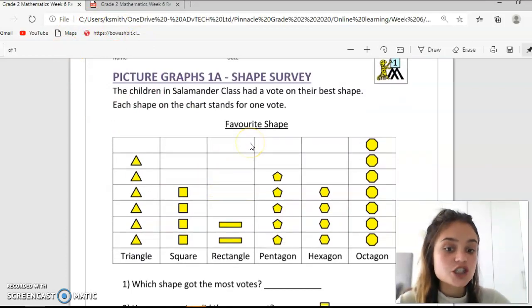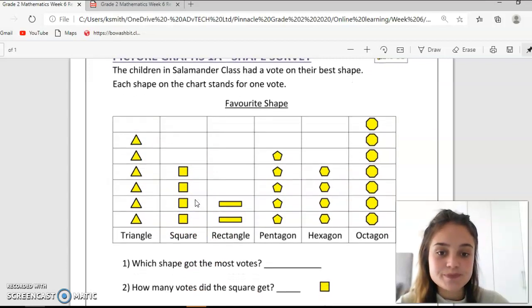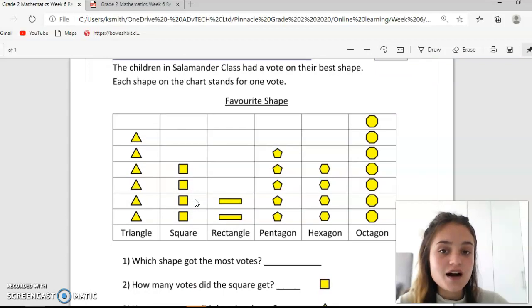And this is on shapes. And now we've done all our different shapes: the triangle, square, rectangle, pentagon, hexagon, and octagon. And there's no numbers here, but you are able to count the amount of shapes going up. And how many people said triangle? 1, 2, 3, 4, 5, 6 people said triangle. And 1, 2, 3, 4 people said square. Okay. Then you're going to answer the questions.